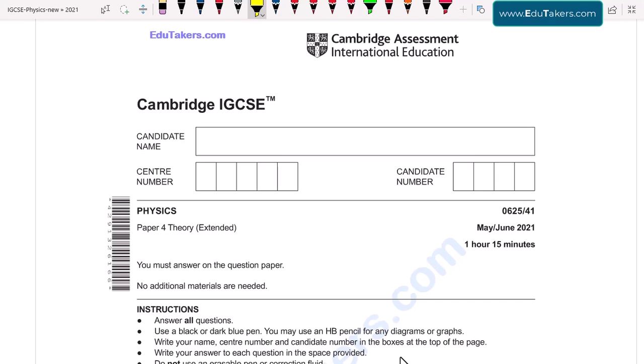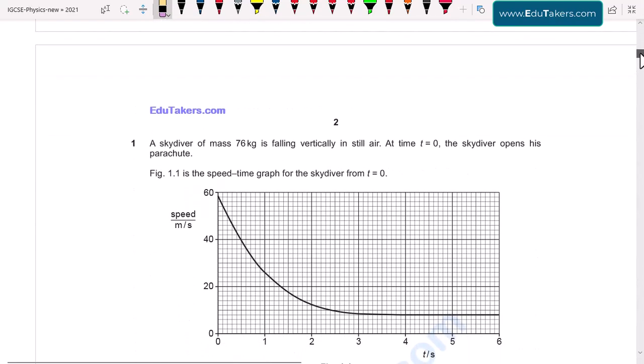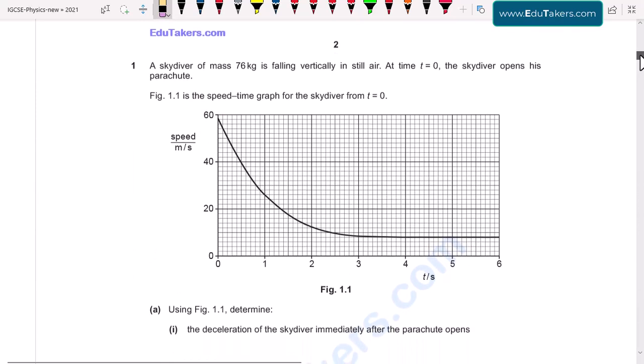Today we are going to solve Cambridge IGCSE Physics Paper 4 Theory Extended, held in May-June 2021, and the paper code is 0625 with variant 41. So let's start from question number 1. Question number 1.